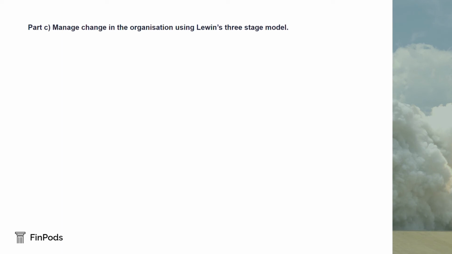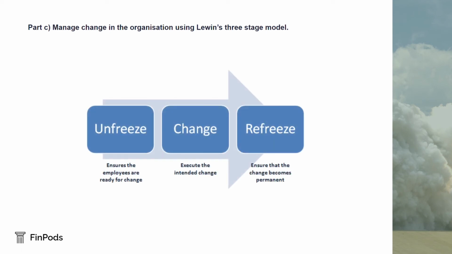Part C. Manage change in the organisation using Lewin's 3-stage model. The crux of change is that it enables a person, department or an organisation to move from a current state to a future state. According to Lewin, key stages involved in the successful implementation of an organisational change are unfreeze, change, and refreeze.